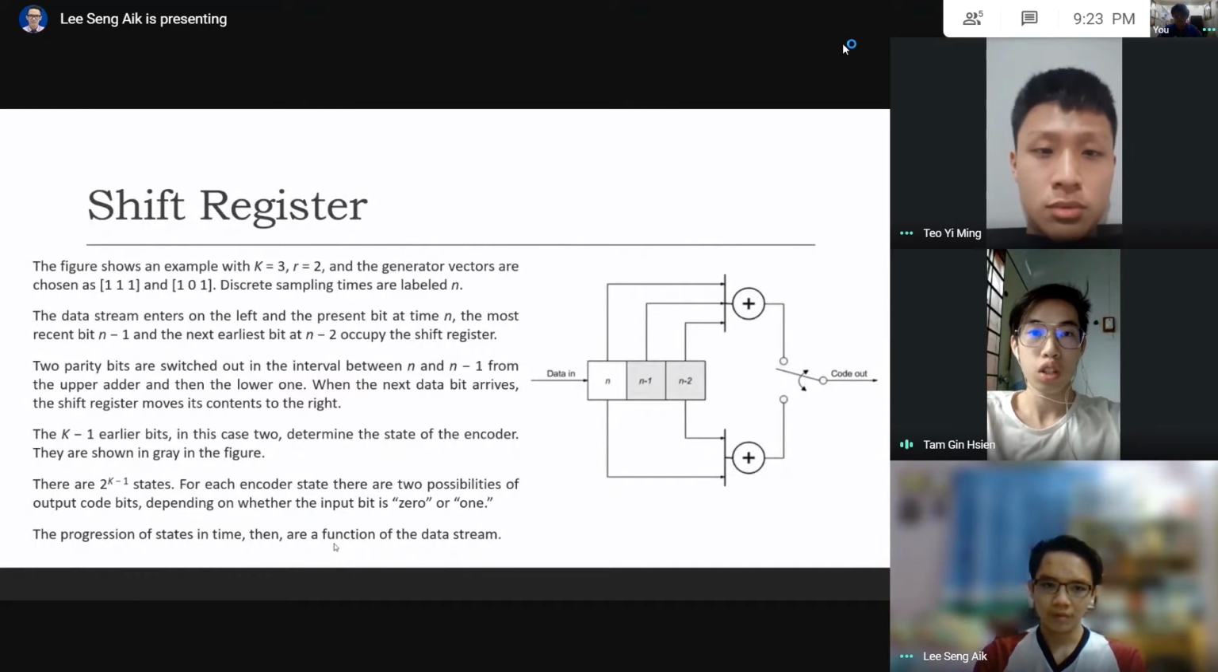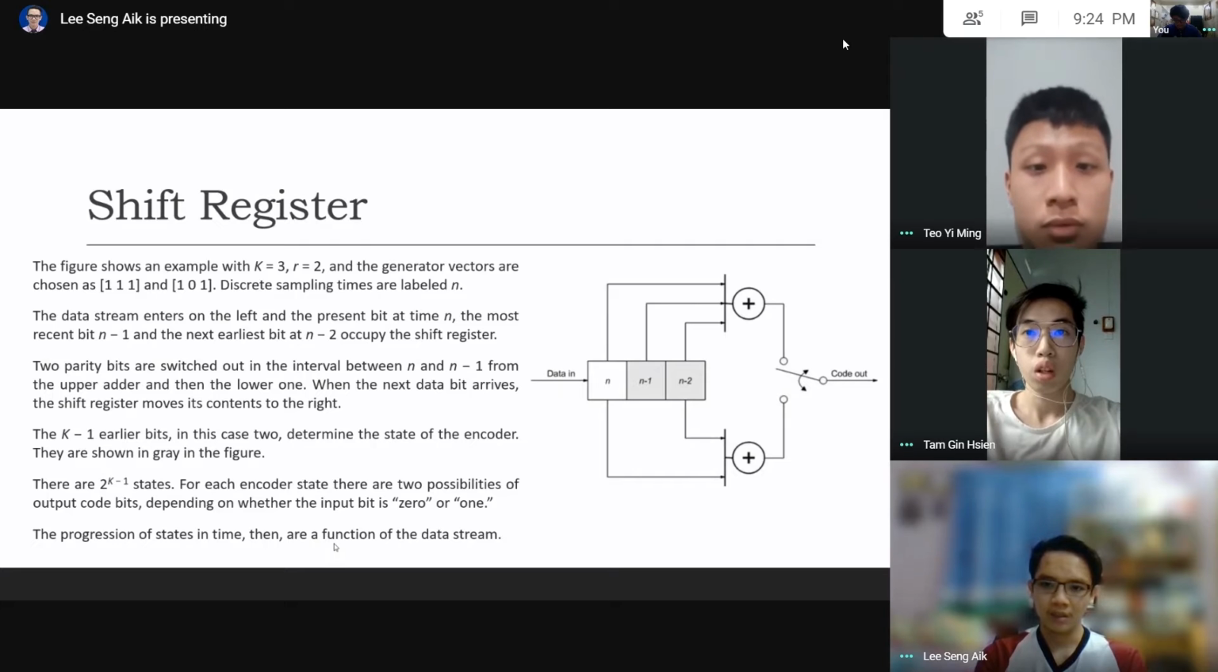Next, the shift register, which represents the connection pictorial, shows the example of k equal to 3, r equal to 2, and the generator vectors are chosen as 111 and 101. Discrete sampling times are labeled n. The data stream enters on the left, and the present bit at time n, the most recent bit n-1, and the next earliest bit at n-2 occupy the shift register. Two parity bits are switched out in the interval between n and n-1, from the upper adder and then the lower one. When the next bit arrives, the shift register moves its content to the right.